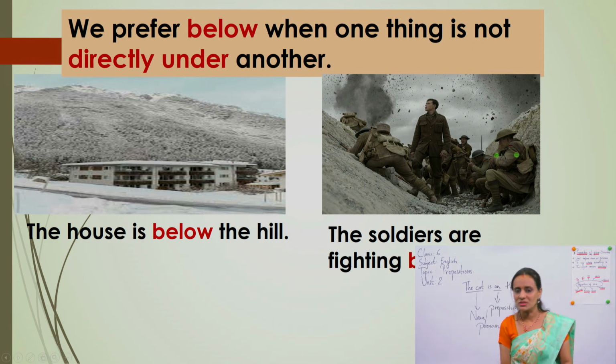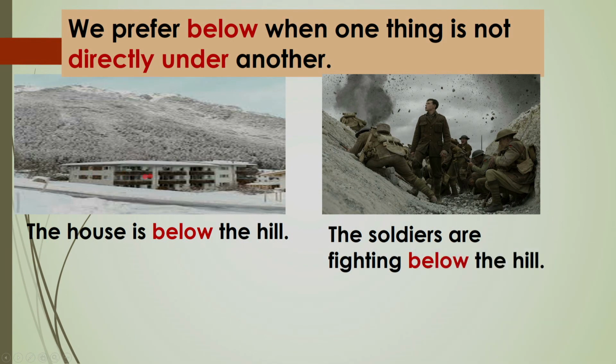Just like there are two pictures here. Can you see what it is? It's a house. There is a big house, isn't it? And there is a hill. In the second picture there are soldiers, they are fighting, and there is also a hill. Yes or no? Yes. And is the hill covering the house, my dear students? Is it? No, isn't it?